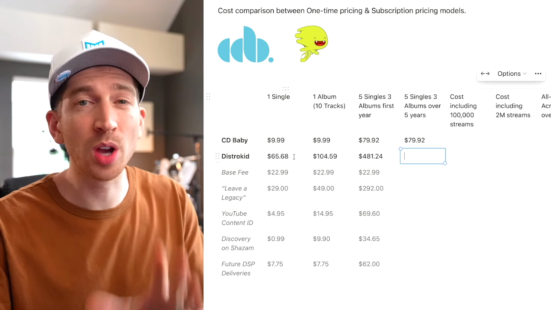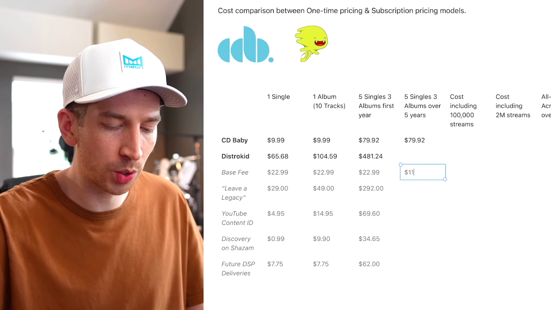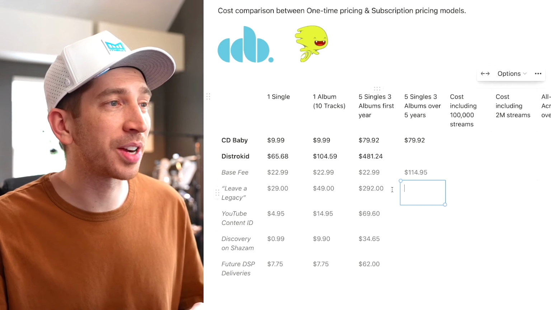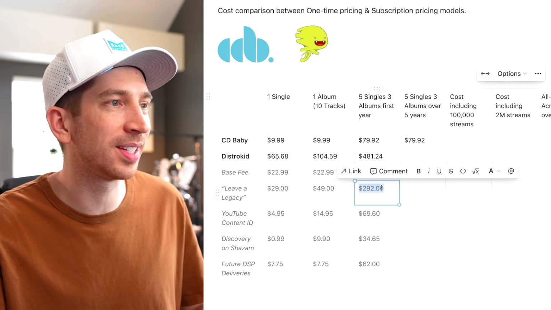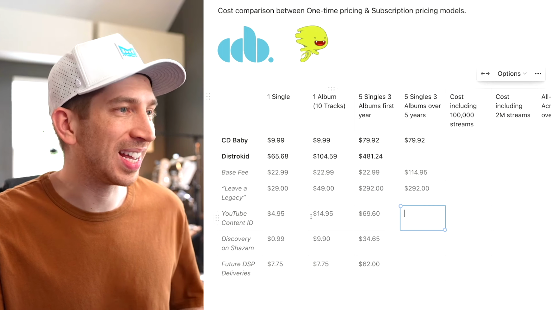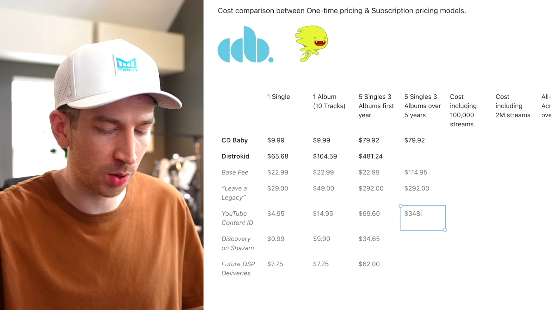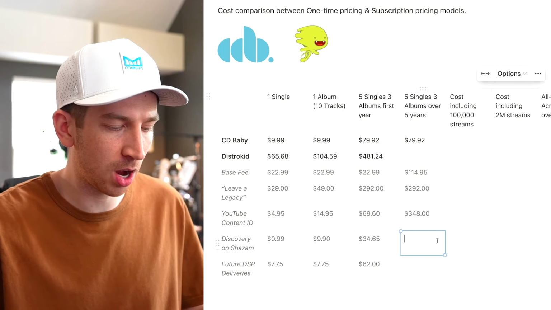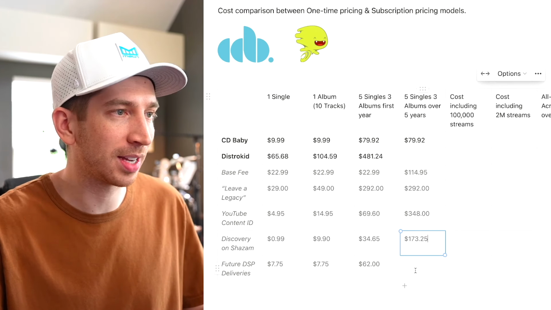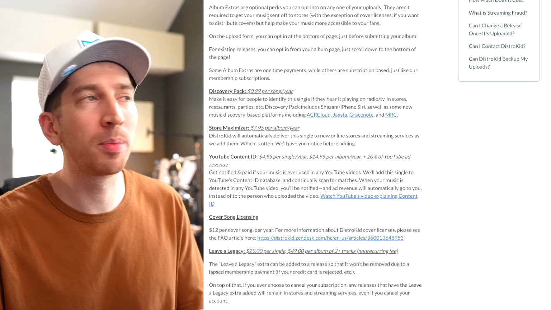But with Distrokid, and I'll go through this quickly because we all know the concept by now, for the base fee, it's going to cost $114.95 over 5 years. The Leave a Legacy fee is actually not going to increase because this is a one-time fee. So I'm just going to copy this over into the next column. But YouTube Content ID is a recurring fee, and that's going to be an additional $348 over the course of 5 years. Discovery on Shazam is going to be $173.25. And then lastly, future DSP deliveries is going to be $310.